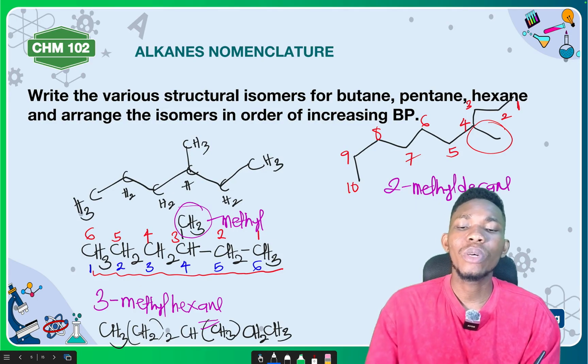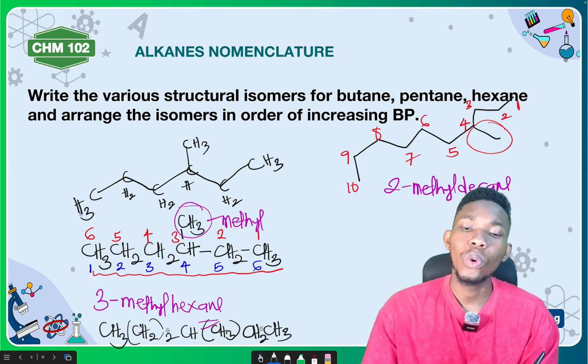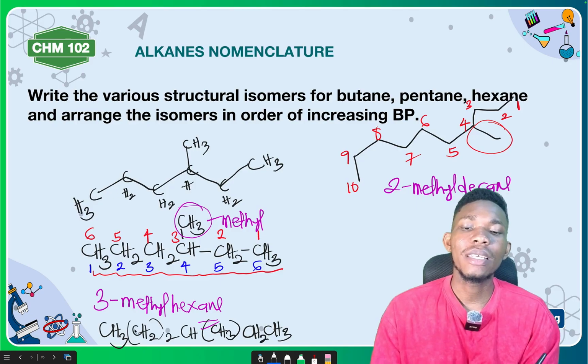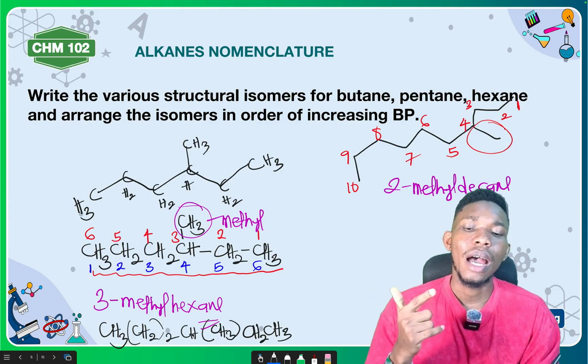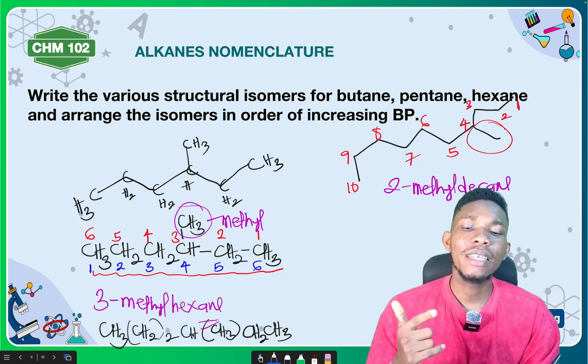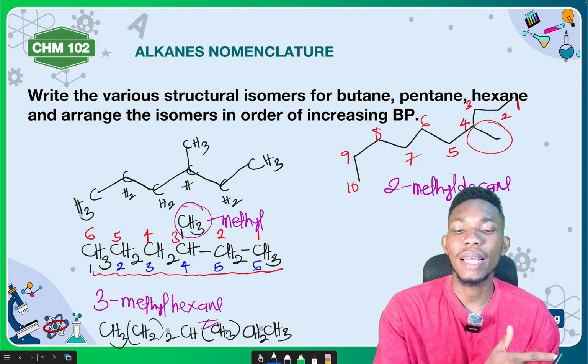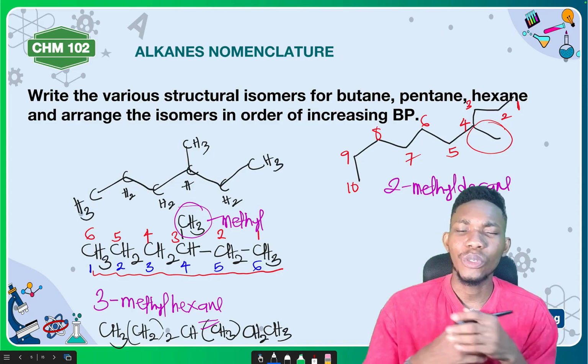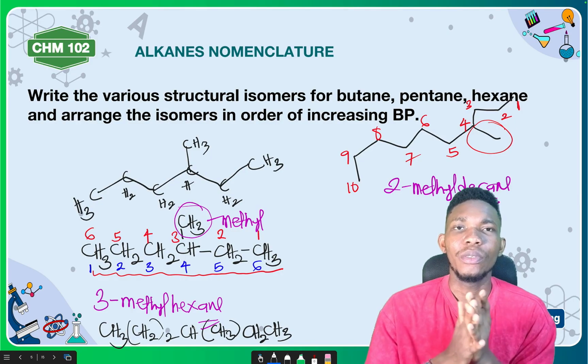Now, someone may want to ask me, is this one a substituent? No, it's not a substituent. Why? Because CH3 is what is supposed to be here. Then after CH3, you have CH2, CH2. But when you have something like CH, are you getting it? When you have something like CH, it means the valency is not complete. You cannot just have CH3 which continues it like that. This bracket here is telling you that this is a substituent. I don't know if you understand what I'm trying to say.